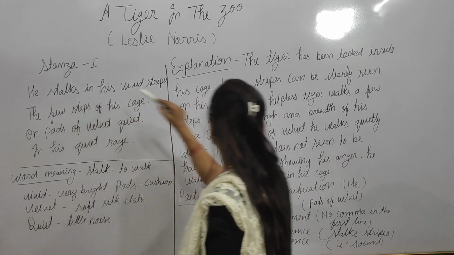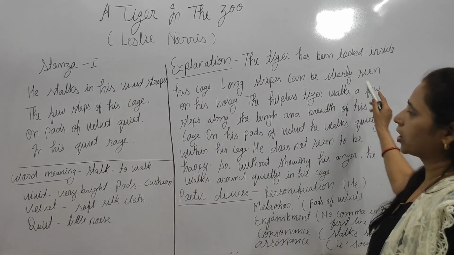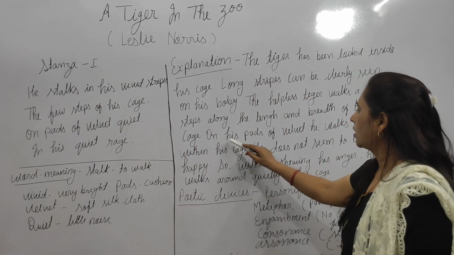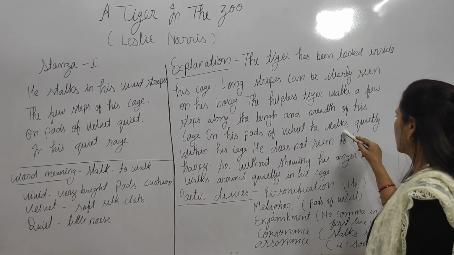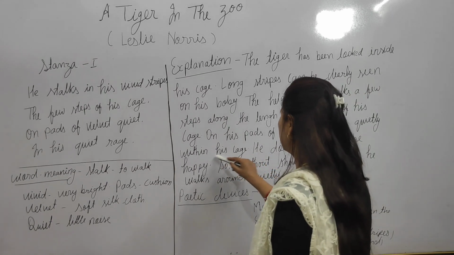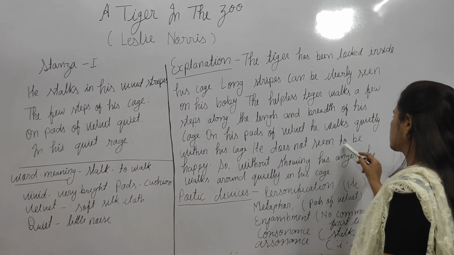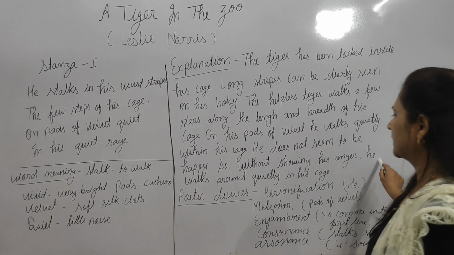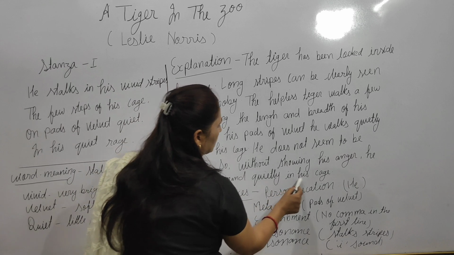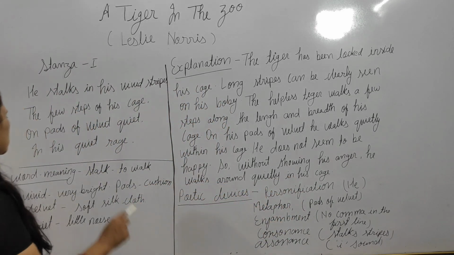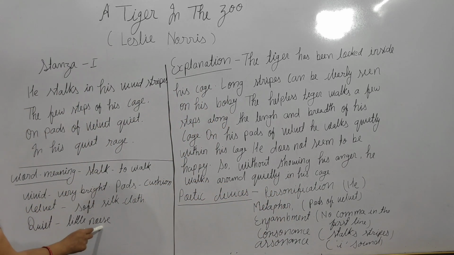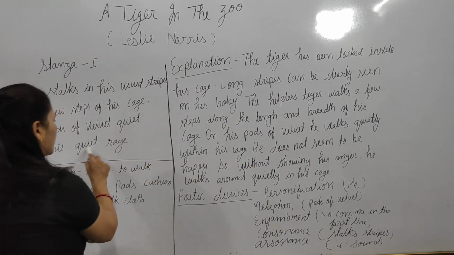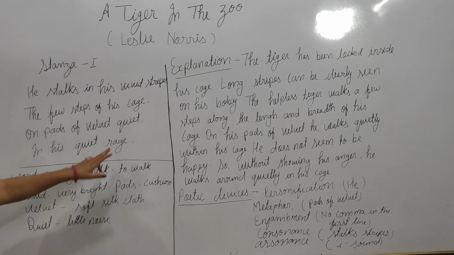Here, stalks means the helpless tiger walks a few steps. On his pads of velvet, he walks quietly within his cage. He does not seem to be happy. So, without showing his anger, he walks around quietly in his cage. It means here quiet rage. Quiet means a little noise, without showing his anger.